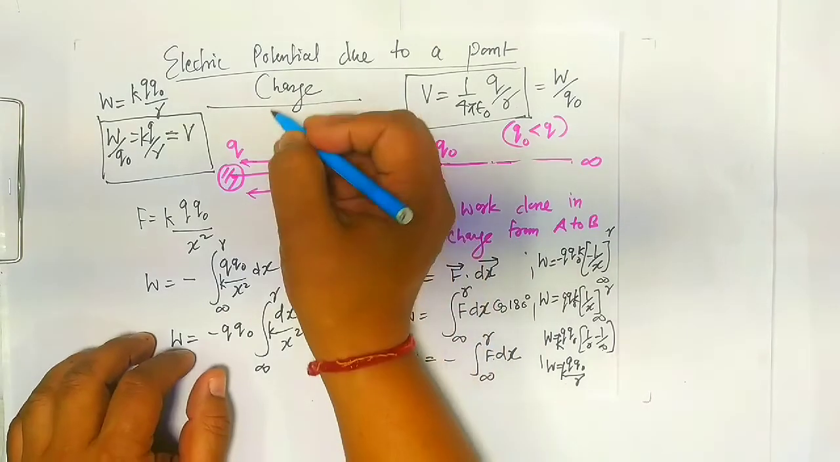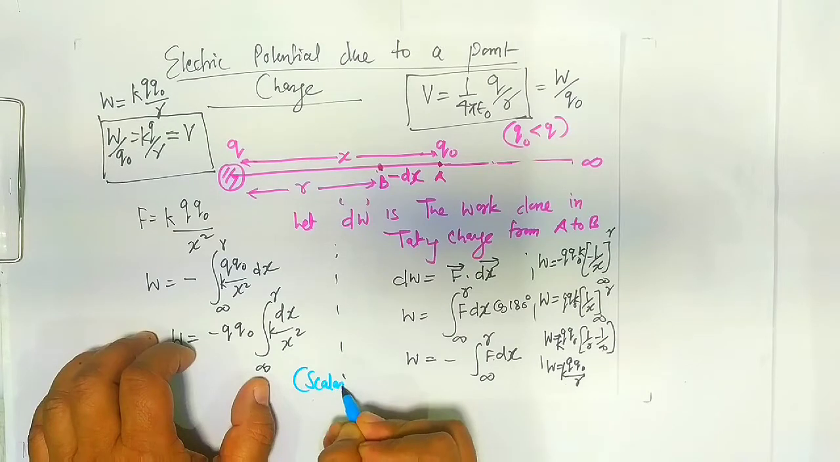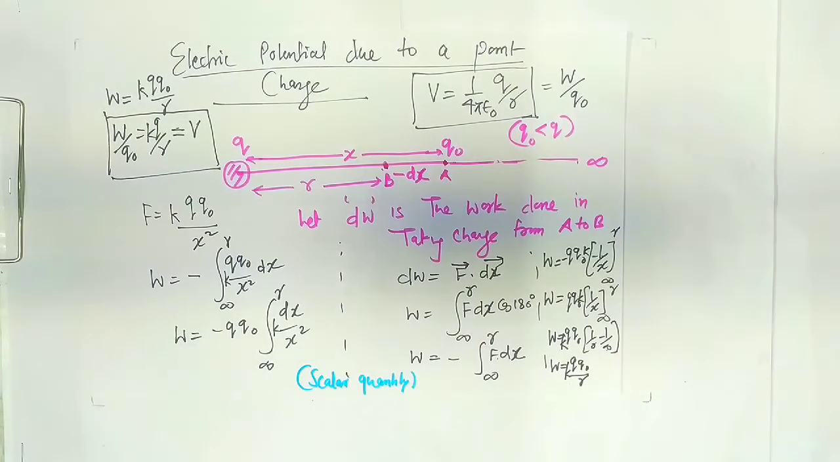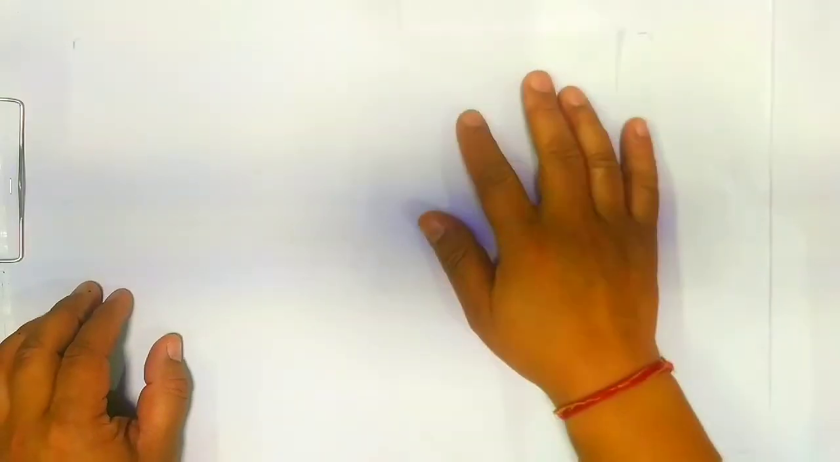Remember, electrostatic potential is a scalar quantity. Remember, it has no direction. So this is the electrostatic potential which has been defined. Now, there is a very important graph. You remember that what was electric field intensity?